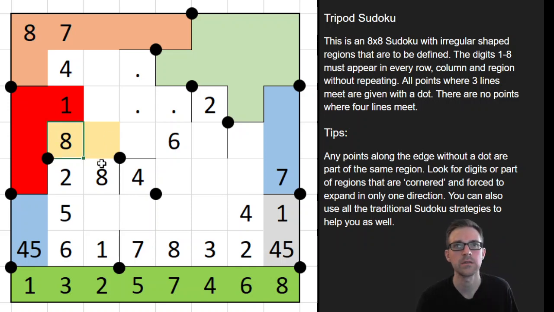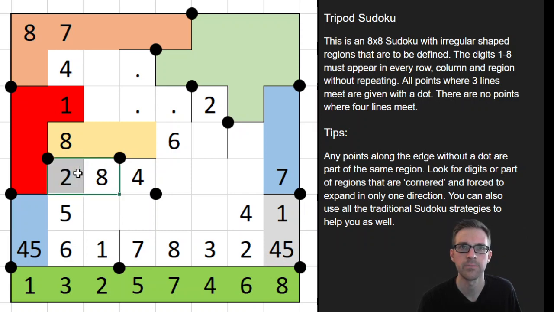Now this 8 can't be part of this yellow region. We already have an 8 here. So if this region comes over, it can't come down because you'd have 2 8s in the same region. So there we go. We have our third line on that dot. That dot's solved. This is now part of this region, so we can color it yellow. That is helpful. These are part of the same region.